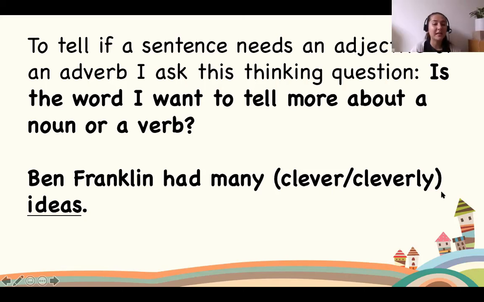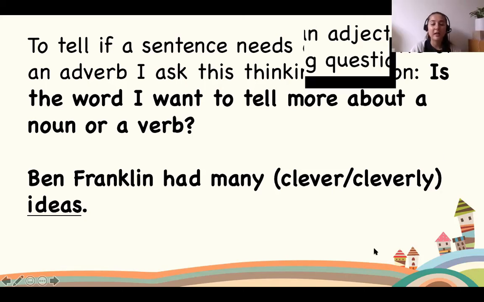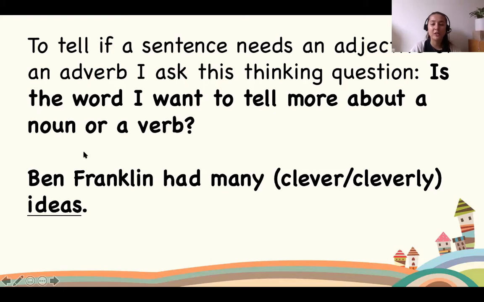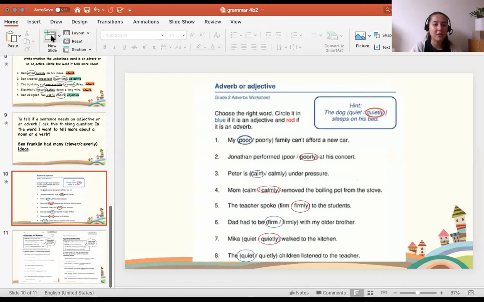We need to use an adjective to describe a noun. So, therefore, which word are we going to choose? Let's go for Kimmy. Clever. Good girl. Ben Franklin had many clever ideas. Good girl. Well done. So we only need to use an adverb, which usually ends in ly, when we're describing a verb.